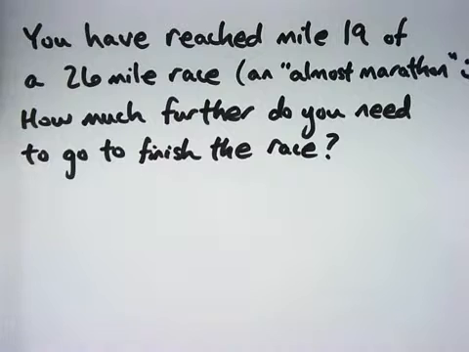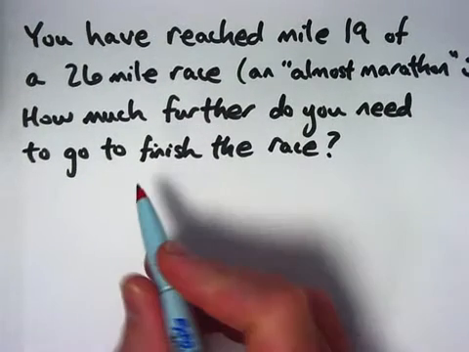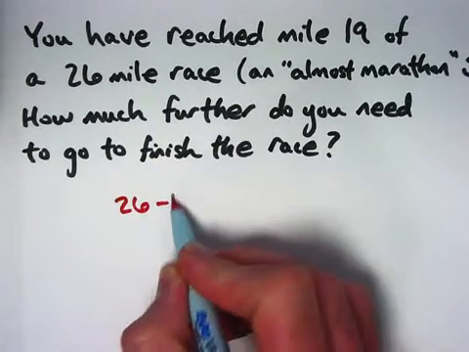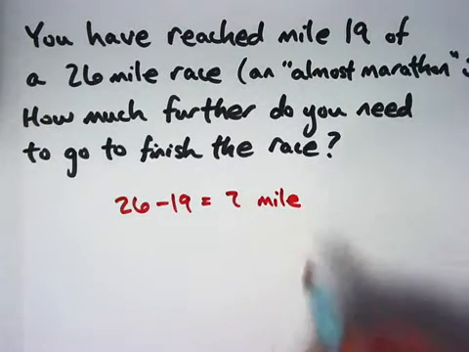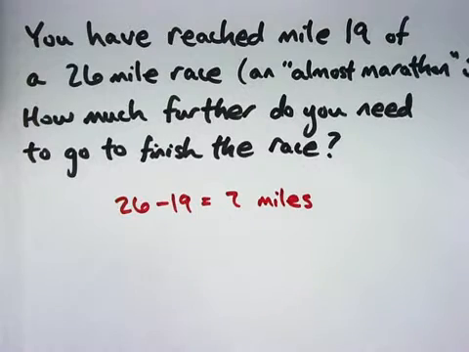All right, I hope you can see what the answer is. Think a second. You're back. It's 7 miles that you have left to go. And how do you solve that? Well, you do a subtraction. 26 minus 19 is 7 miles. Then the units, miles, would go with each of the numbers there.